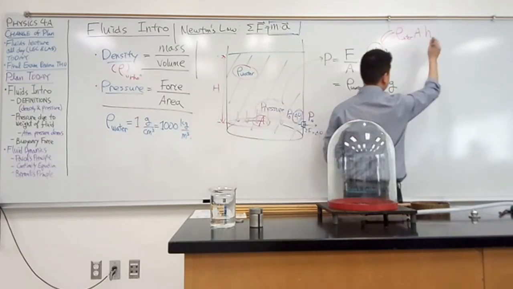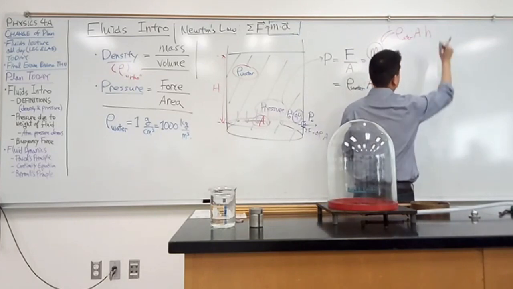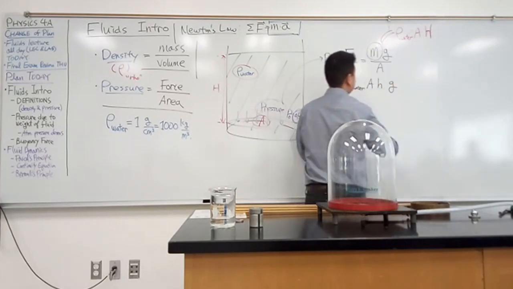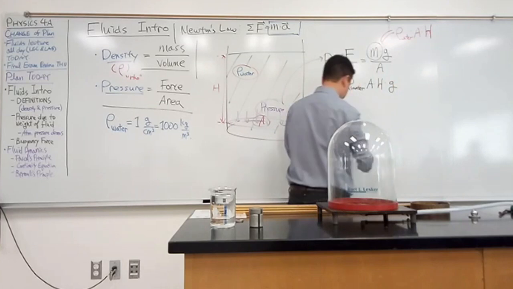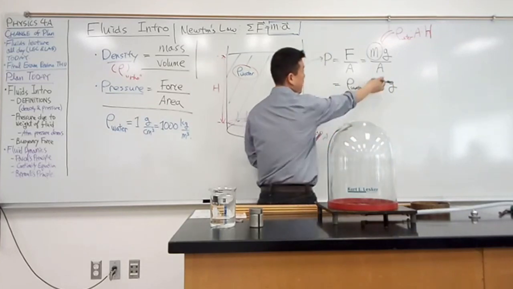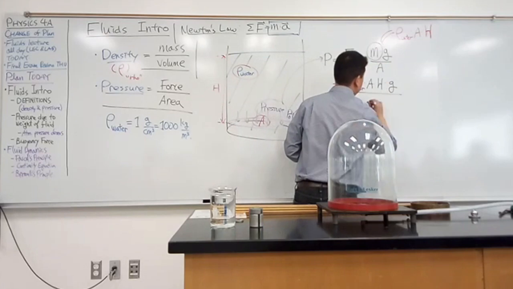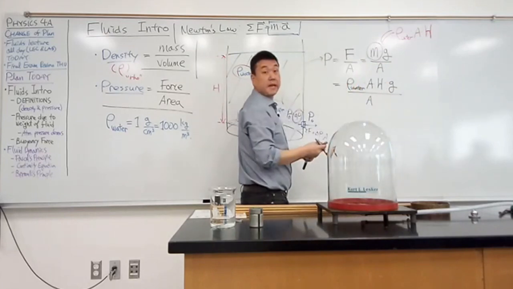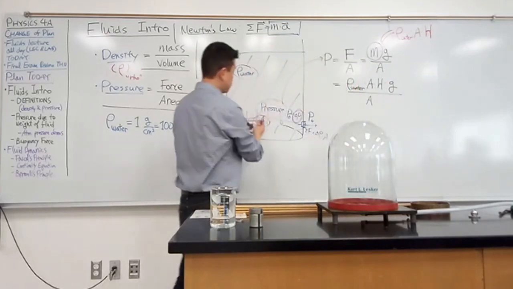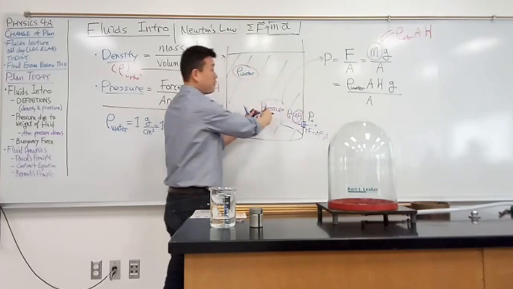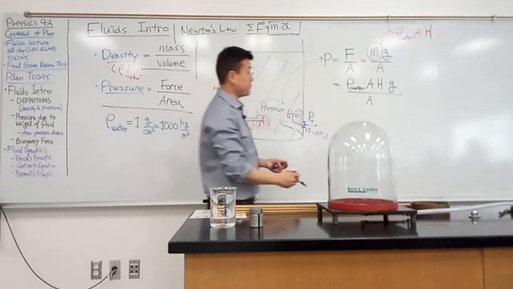Oops, I meant to use capital H. Times height times g divided by area, from the definition of pressure. And here you see that the area cancels out. So whether it's a wide container or a narrow container, it turns out it doesn't matter.